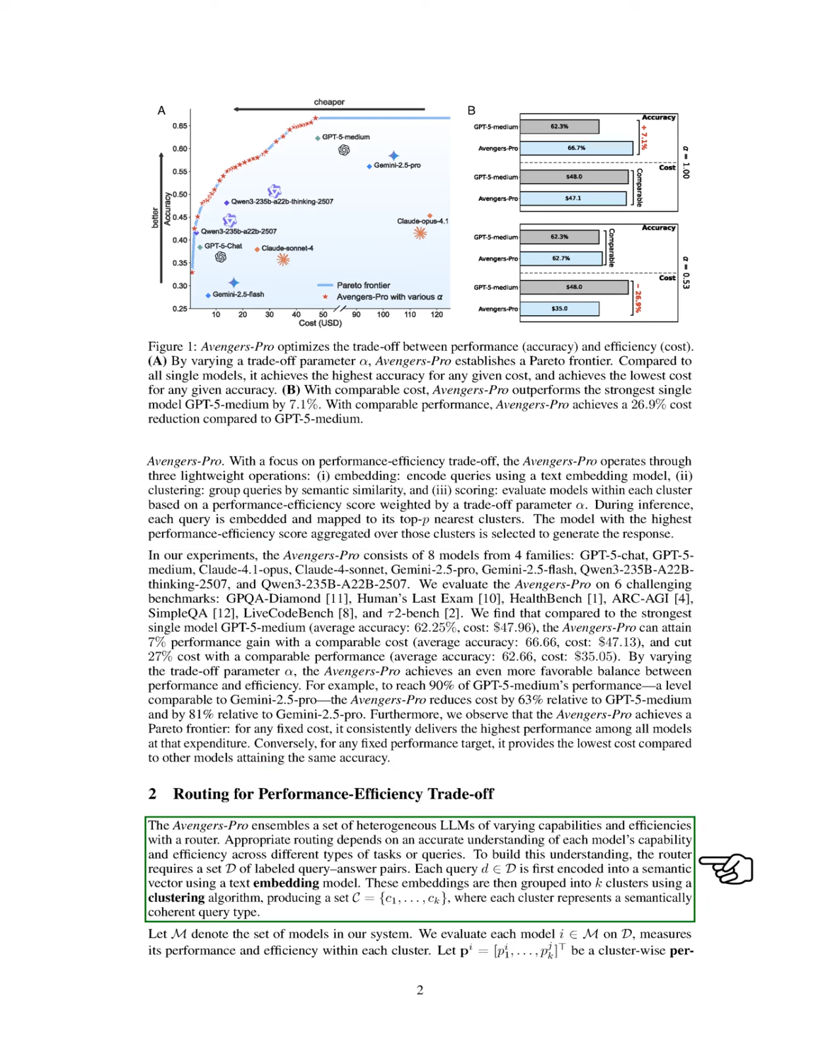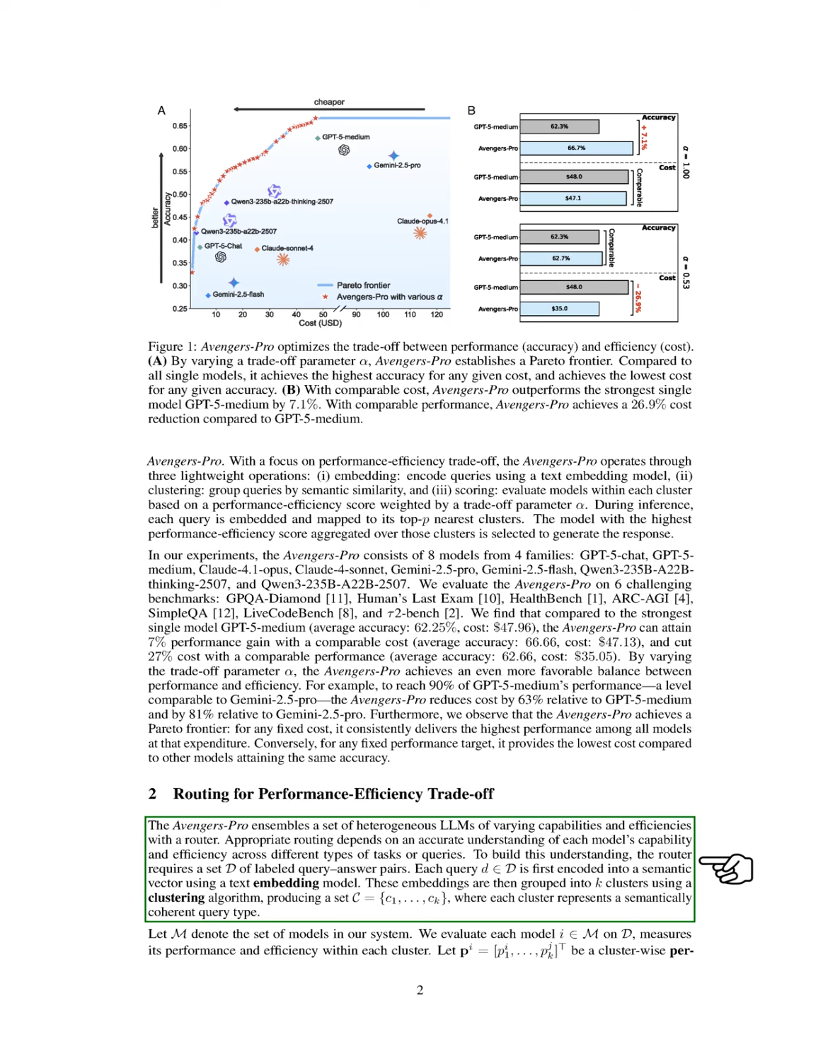In terms of routing for the performance efficiency trade-off, Avengers-Pro combines various LLMs with a router that requires a clear understanding of each model's capabilities and efficiencies across different tasks. To achieve this, we use a set of labeled query answer pairs. Each query is encoded into a semantic vector, which we then cluster into groups representing similar query types. We evaluate each model's performance and efficiency within these clusters.